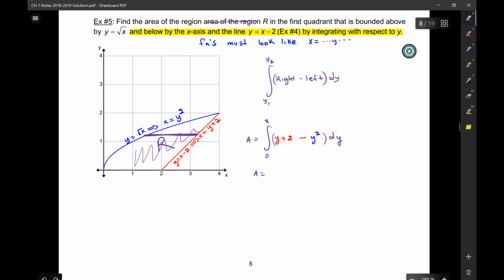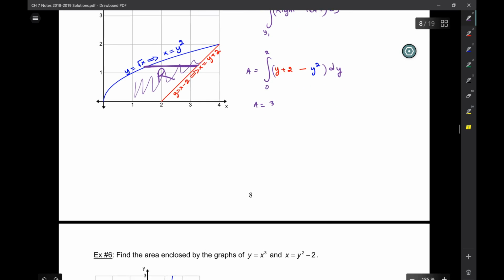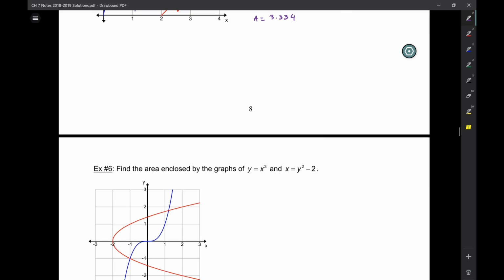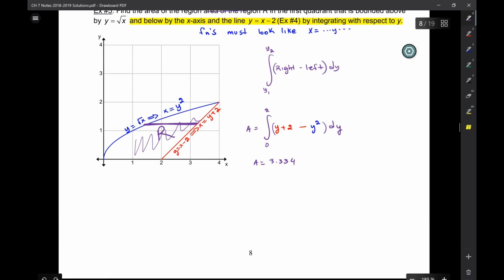Okay? So sometimes you are told integrate with respect to x, integrate with respect to y. Sometimes you take a look at a problem and you go, okay, if I look at it this way, the boundaries are changing halfway, but if I look at it this way, it's not changing, and you choose the one that's easier to do. Okay, so area is 3.334. It's not 4? Is it? Oh, okay.